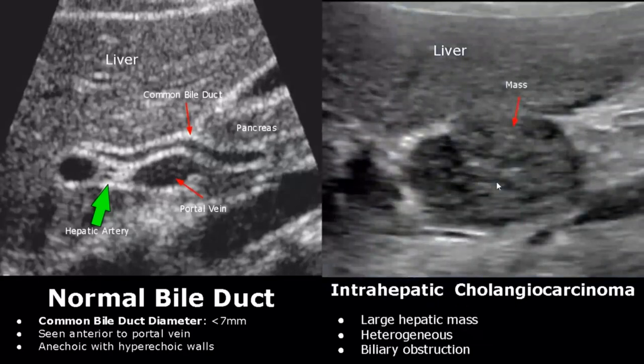Intrahepatic cholangiocarcinoma is the second type. It can come under liver cancers as well. There is a large heterogeneous mass involving both the bile duct and the liver.